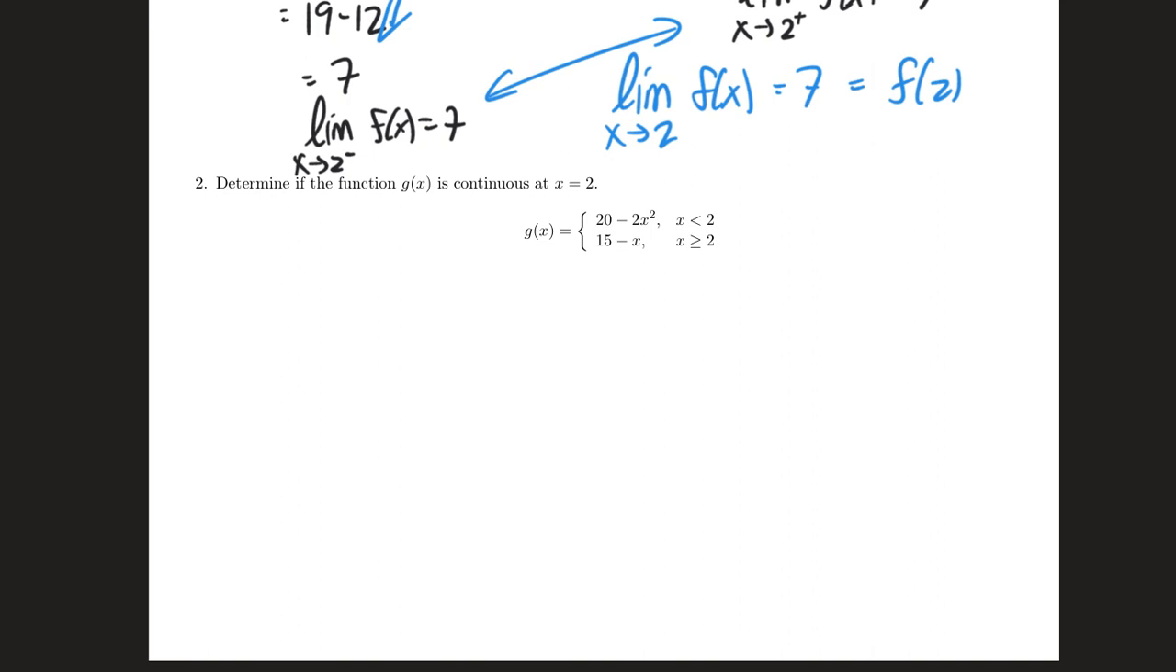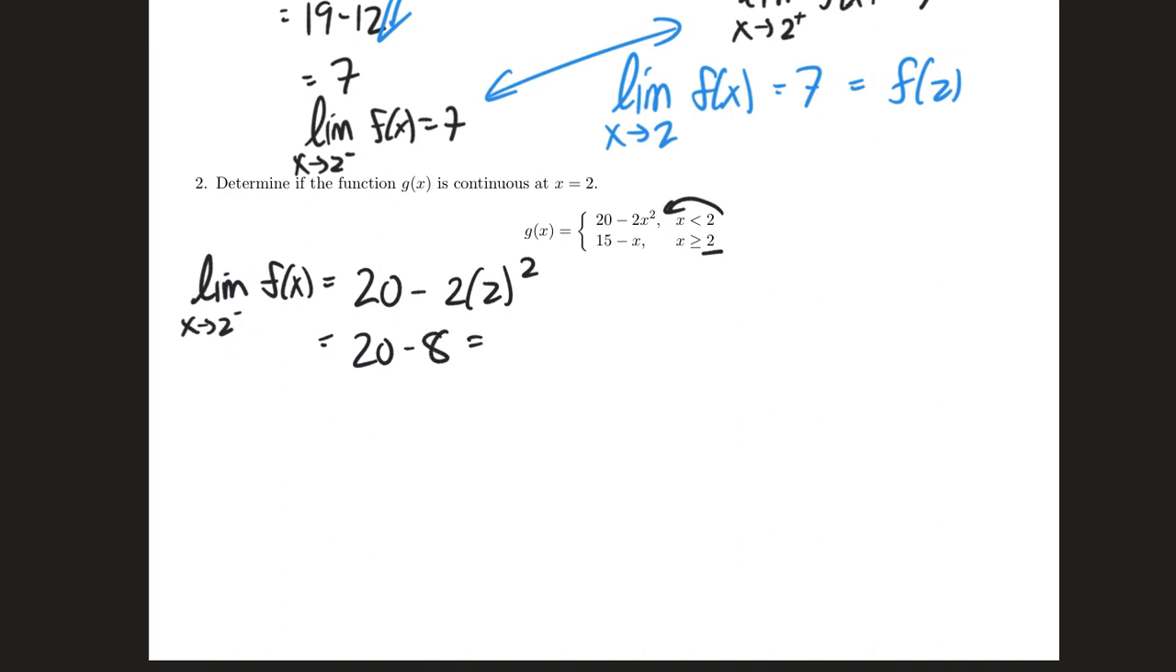All right, so again, here's how I guess you should write it on the test a little bit nicer. So I'm going to look at the same thing. This one, 2 is where the switch happens. On the left-hand side is when I'm plugging 2 into that function. So it's going to be 20 minus 2 times 2 squared, which is 20 minus 8, which is 12. All right, so the left-hand limit is 12.